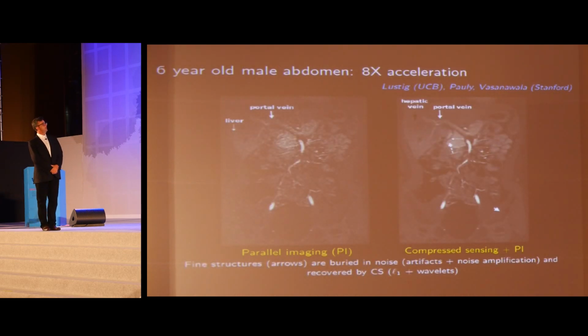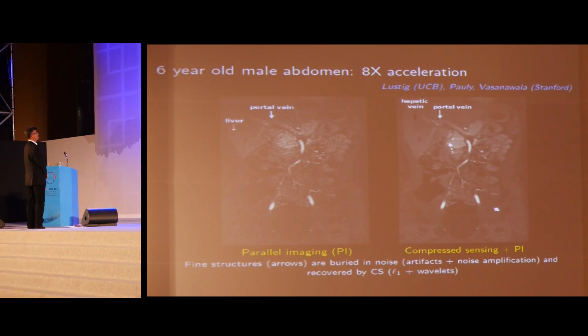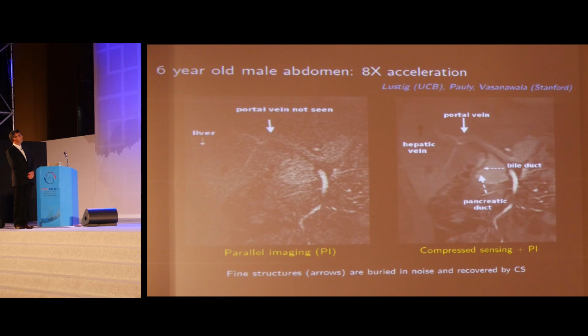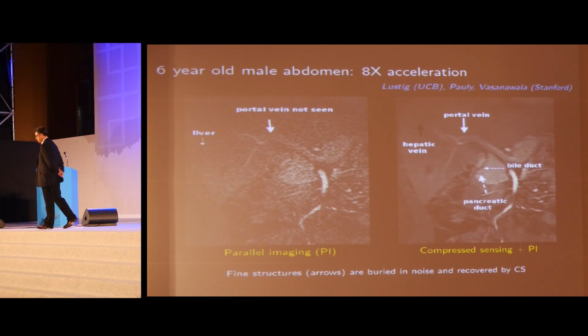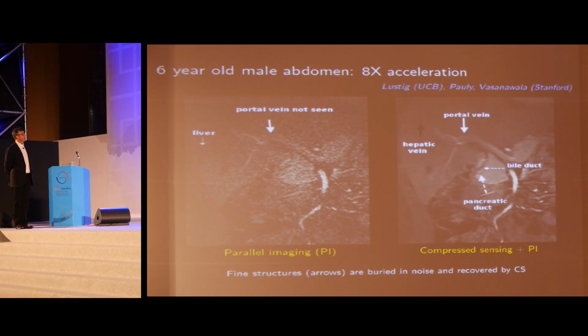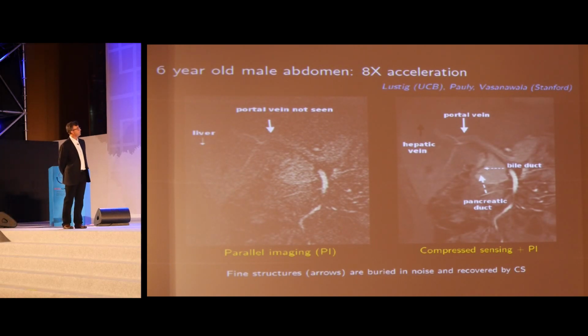Now we see a picture of a 6-year-old boy. This is his abdomen, and I'm going to blow it up, so you see veins and ducts and all kinds of things that are barely visible on the picture on the left, which still takes 8 times as long to acquire. This is the reason why these techniques are extremely used now, and they may have a big impact in pediatrics.